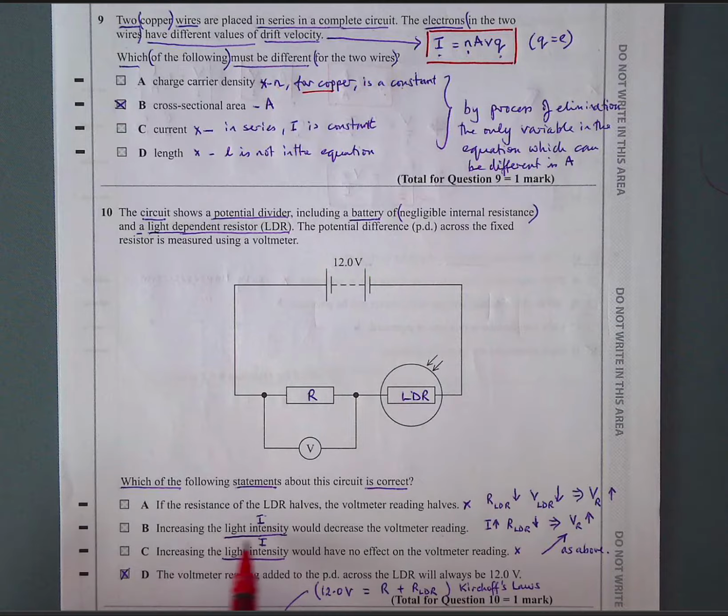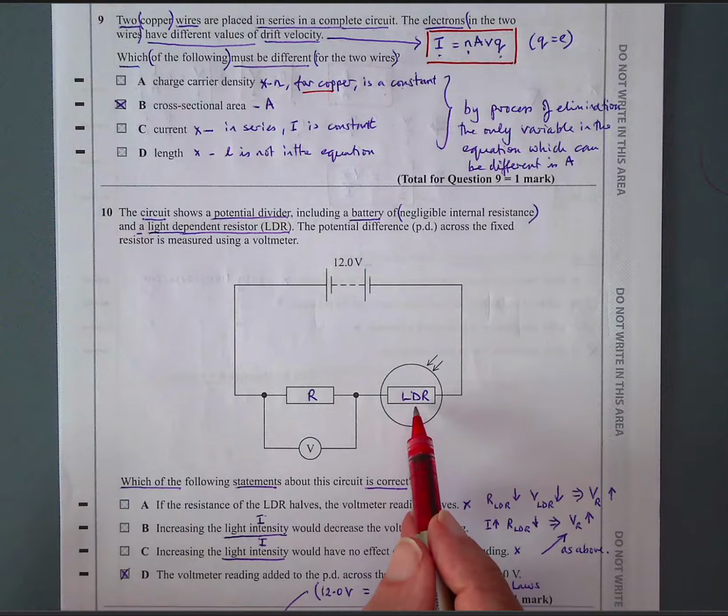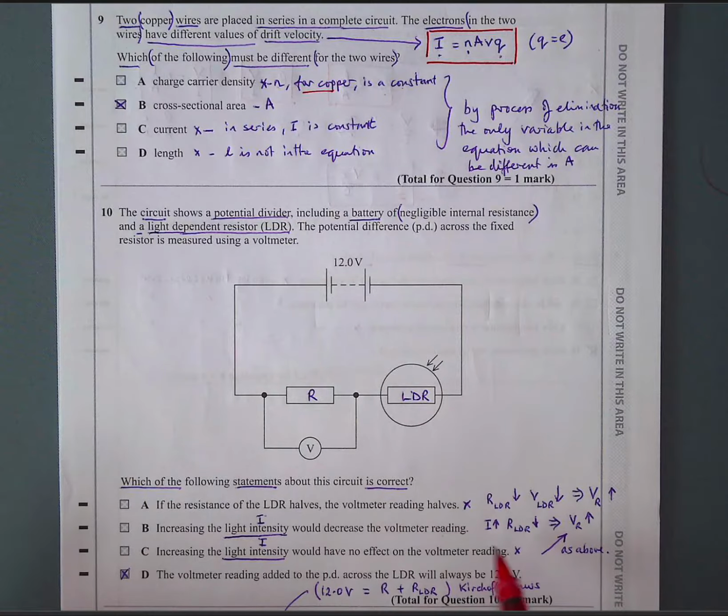B, increasing the light intensity. If you increase the light intensity, more light goes in, the resistance goes down. So the current goes up if the resistance goes down. So again, the current goes up means IR will be greater, so V across R will be greater. Increase in the light intensity, it says, would have no effect on the voltmeter reading. No, it's incorrect.